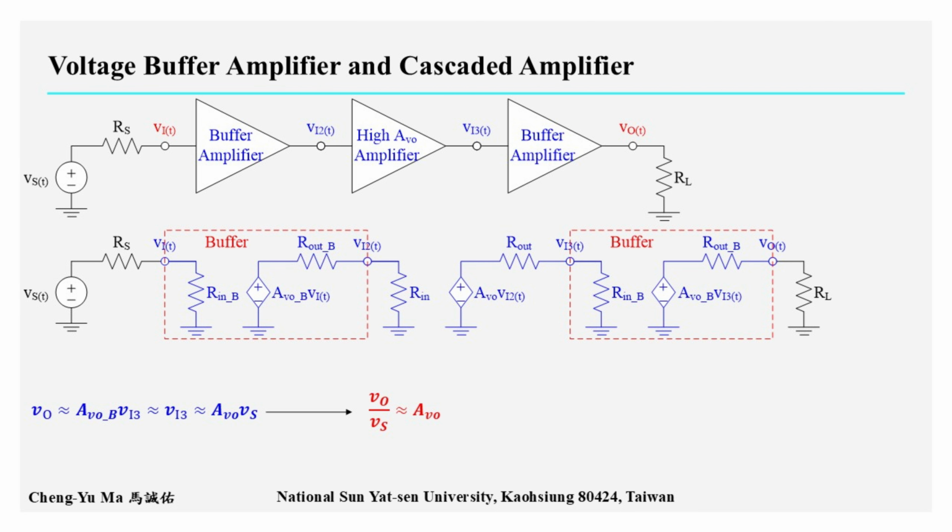Therefore, after voltage buffer amplifiers are used at both the input terminal and the output terminal, the overall gain of the entire circuit is approximately equal to the open circuit voltage gain of the high open circuit voltage gain amplifier. Almost perfect.